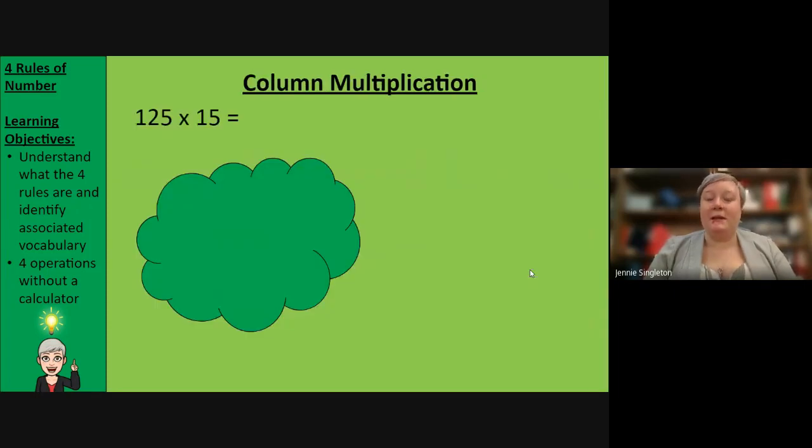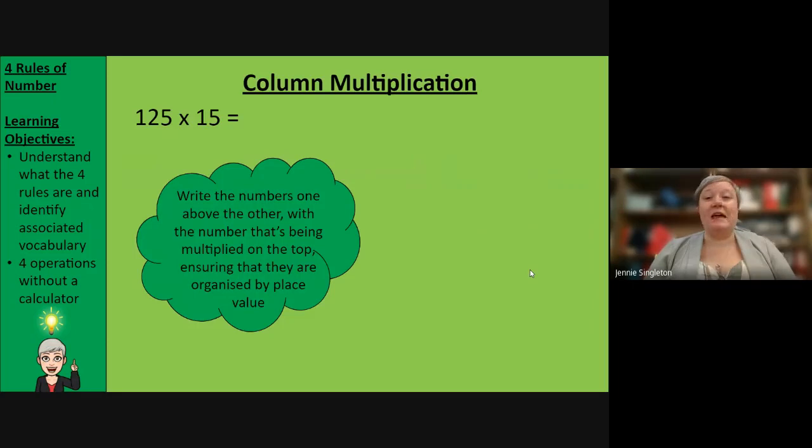Now, multiplication. There are many different ways that you can multiply without a calculator. There are three that are the most common, and I'm going to show you each of those three methods. We don't mind which method you use as long as it works for you, you understand it, and you get to the right answer. That's the most important part. So the first method I'm going to show you is column multiplication. We set it out exactly the same as we have done for addition and subtraction.